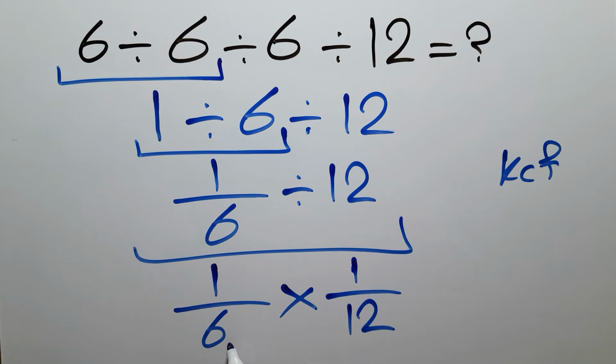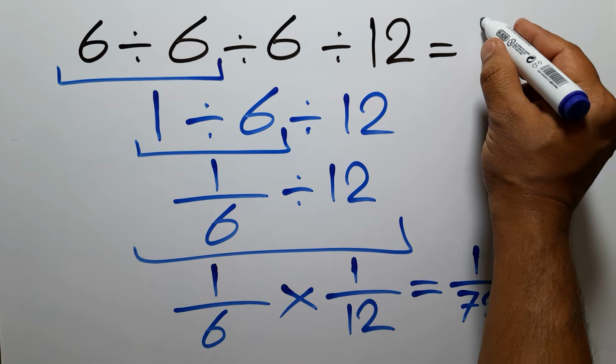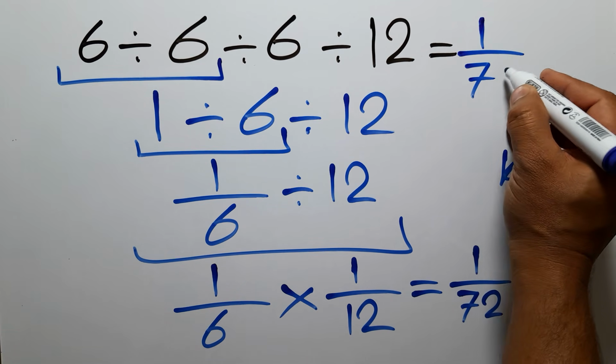So we have 1 over 6 times 1 over 12, which equals 1 times 1 gives us 1. So 1 over 6 times 12 equals 72. So we have 1 over 72. And this is our final answer to this problem. The correct answer is 1 over 72.